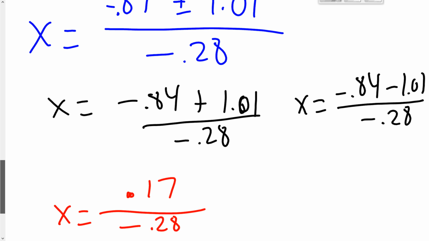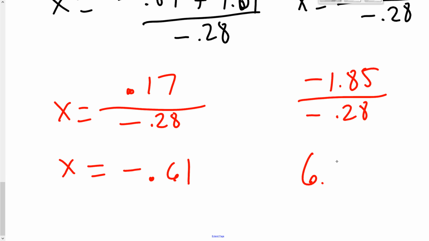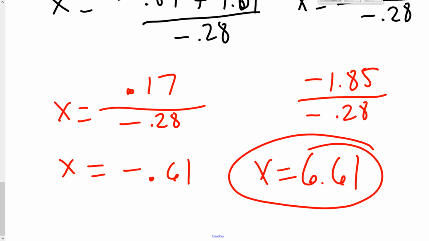So that means we need to do this top one where we take negative 0.84 and we subtract 1.01, which gets me negative 1.85, and then I'm going to divide that by negative 0.28, and a negative divided by negative is a positive. So that's why we're taking this answer to the right, because it gives a positive distance there. And so we get 6.61. And so that is the distance, how far he throws the shot put.